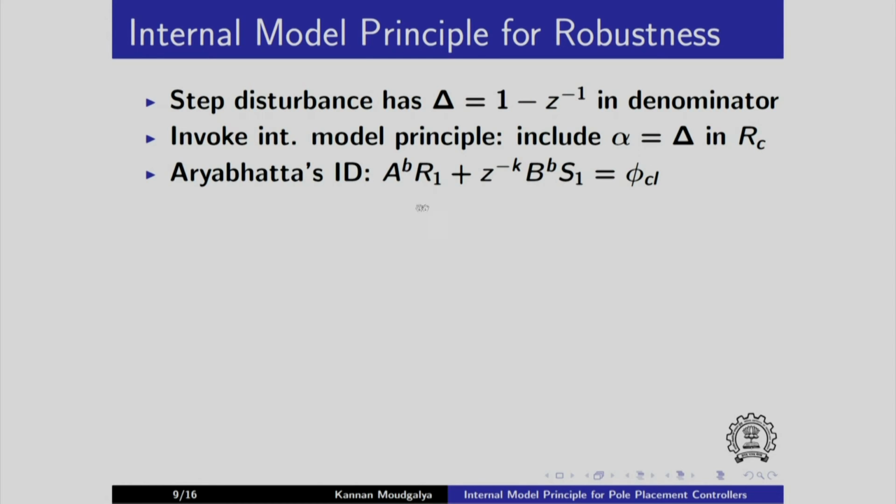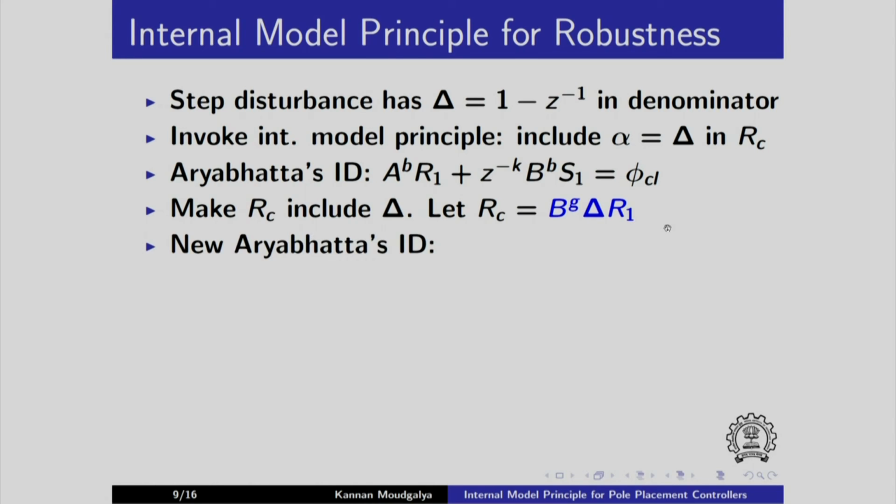Recall the Aryabhata's identity. Now what will happen is, because of that extra delta, we will have an extra delta in this term, first term. So RC includes delta. In other words, RC is BG delta R1. After doing cancellation and so on, when we arrive at the new Aryabhata's identity, we will have this equation to solve. In the place of R1, we will have delta R1. All other terms remain the same.